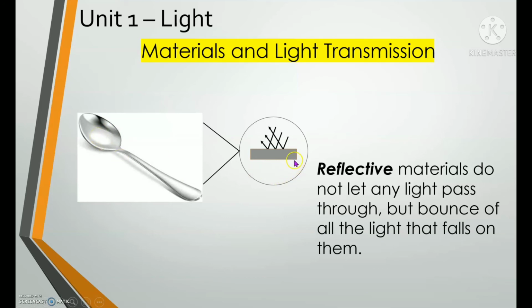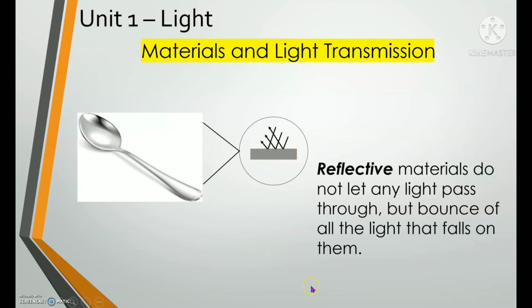Okay, so for example, this is the surface of the spoon. When the light hits, the light bounces back. It reflects. It does not go through, it does not transmit through, but the light reflects. The light bounces off. That's why we can see the reflection.